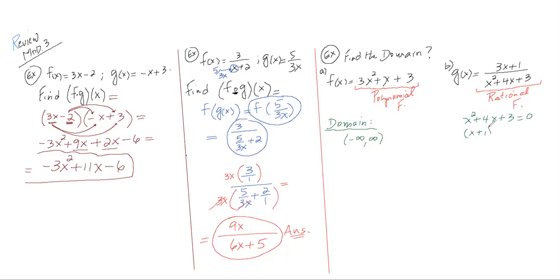And it factors into x plus 1, x plus 3. And if you solve these x's, one is negative 1, the other one's negative 3. So you would write domain is all real numbers except negative 3 and negative 1. And that should be in the interval notation. Like that.